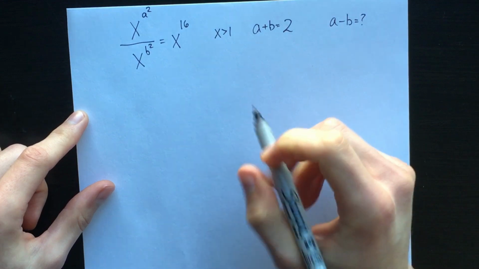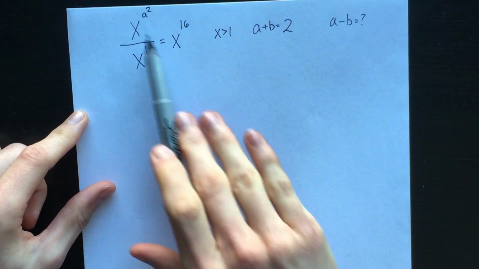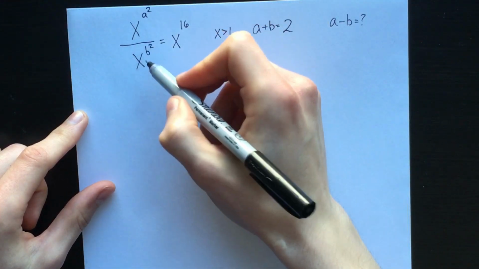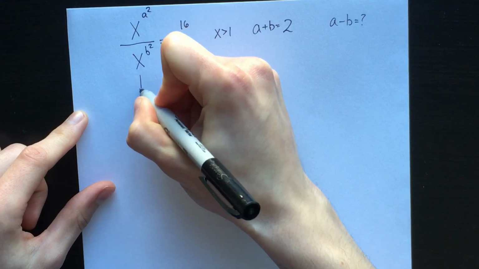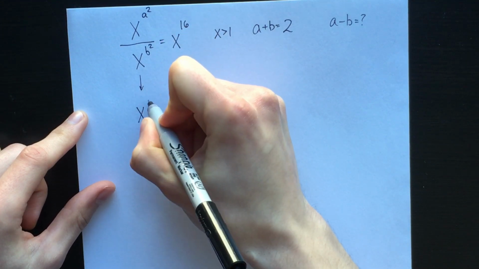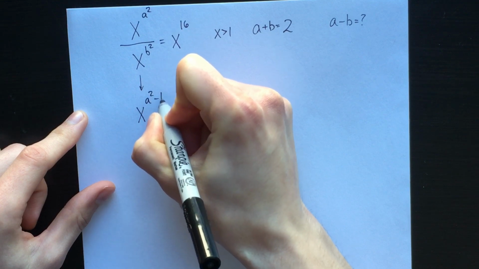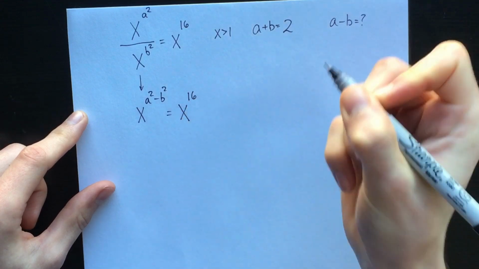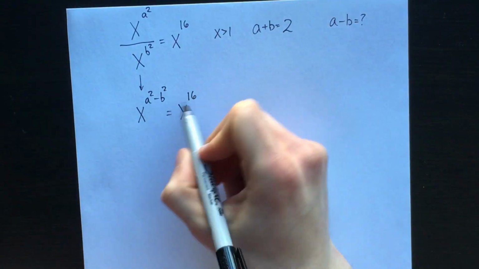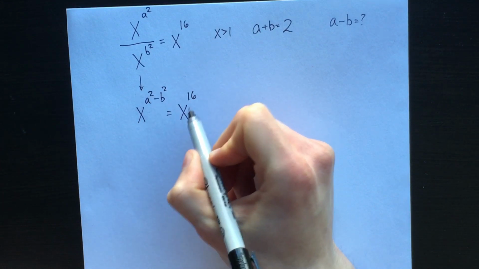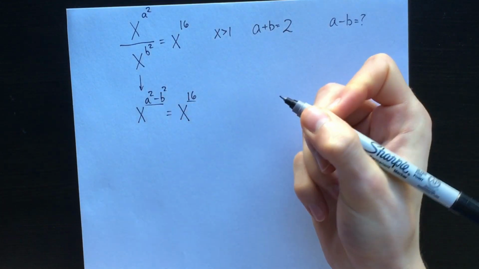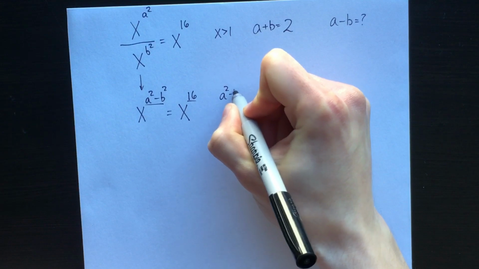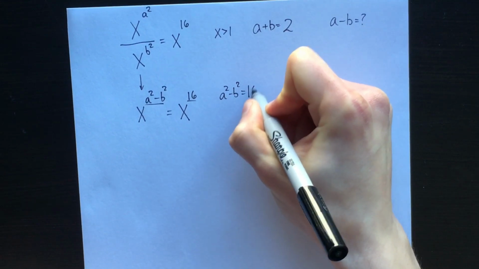So how can we do this? First thing you want to do is reorganize this because this isn't a very useful format. Using your exponent rules, since this is division, this becomes just x to the power of a squared minus b squared. That's equal still to x to the 16. At this point, this looks a little bit more manageable, right? Because now, since you just have x to some power equaling x to some power, you know that these powers have to be equal. So you can set this up as a squared minus b squared is equal to 16.